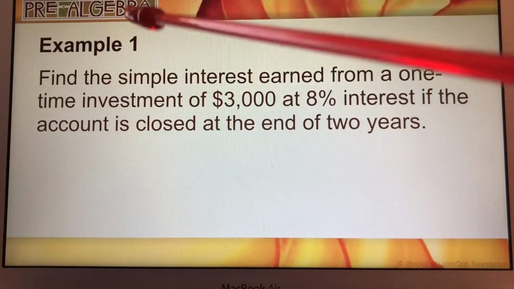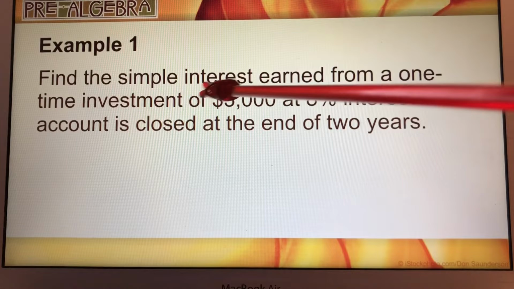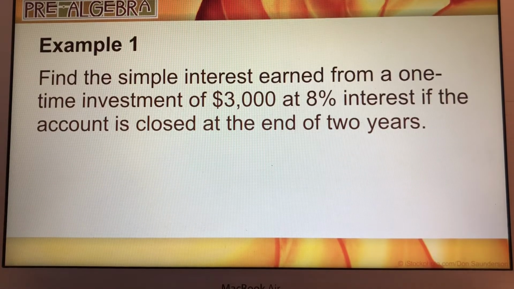Now, for our first example, let's take a look at this here. Find the simple interest earned from a one-time investment of $3,000 at 8% interest if the account is closed at the end of 2 years. So first, we need to know what is our interest formula. Interest, remember, is I equals PRT. If you can remember that formula, that will help you for this lesson and probably the next couple of lessons. I equals PRT. Interest equals principal times the rate times the time.